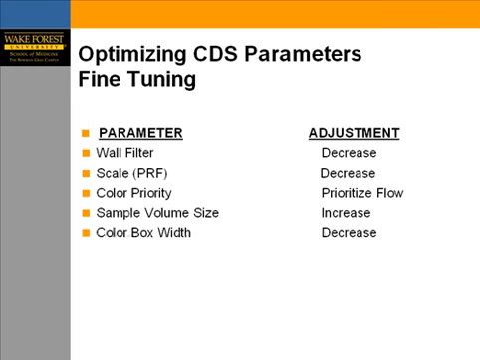The color box width, decrease the color box width. This helps you to get the best out of what you're looking at. Specifically, it will improve your frame rate. Frame averaging, increase frame averaging. Again, adjust accordingly. Make sure you don't have any color bleed, and make sure that the vessel of interest that you want to interrogate is filled with color confined to its lumen.